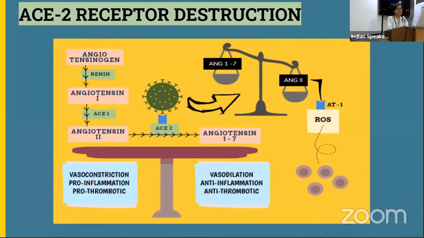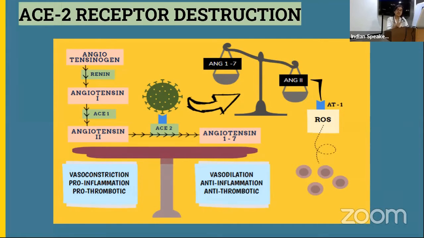Moving on to the ACE2 receptor destruction and the resulting inflammation. We are all aware of the RAS system, wherein renin from the kidneys converts angiotensinogen to angiotensin 1, which is further converted to angiotensin 2 by an enzyme known as angiotensin converting enzyme 1, ACE1, produced in the lungs, or the pulmonary vasculature more precisely.